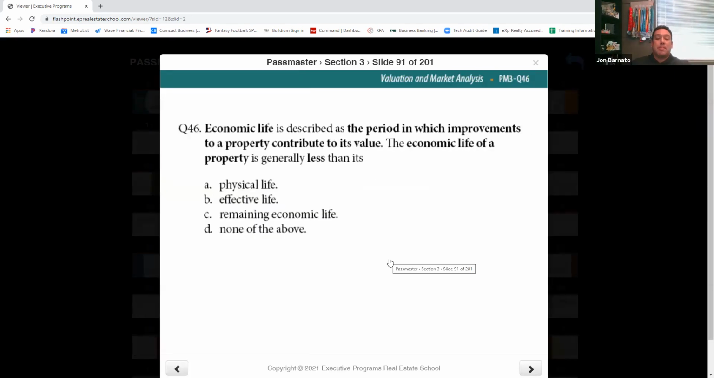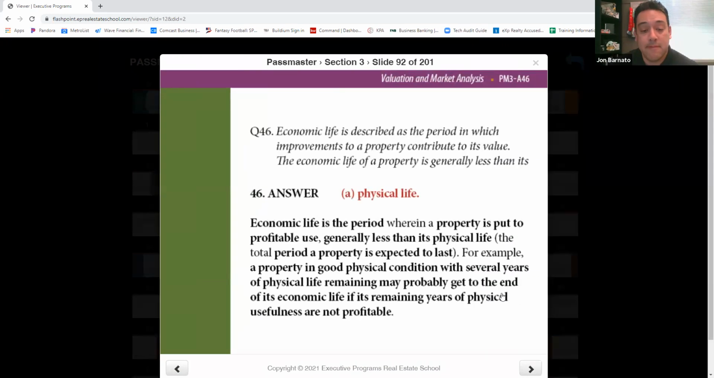Economic life is described as the period in which improvements to a property contribute to its value. Economic life of a property is generally less than its physical life. Physical life. Correct. That is correct.